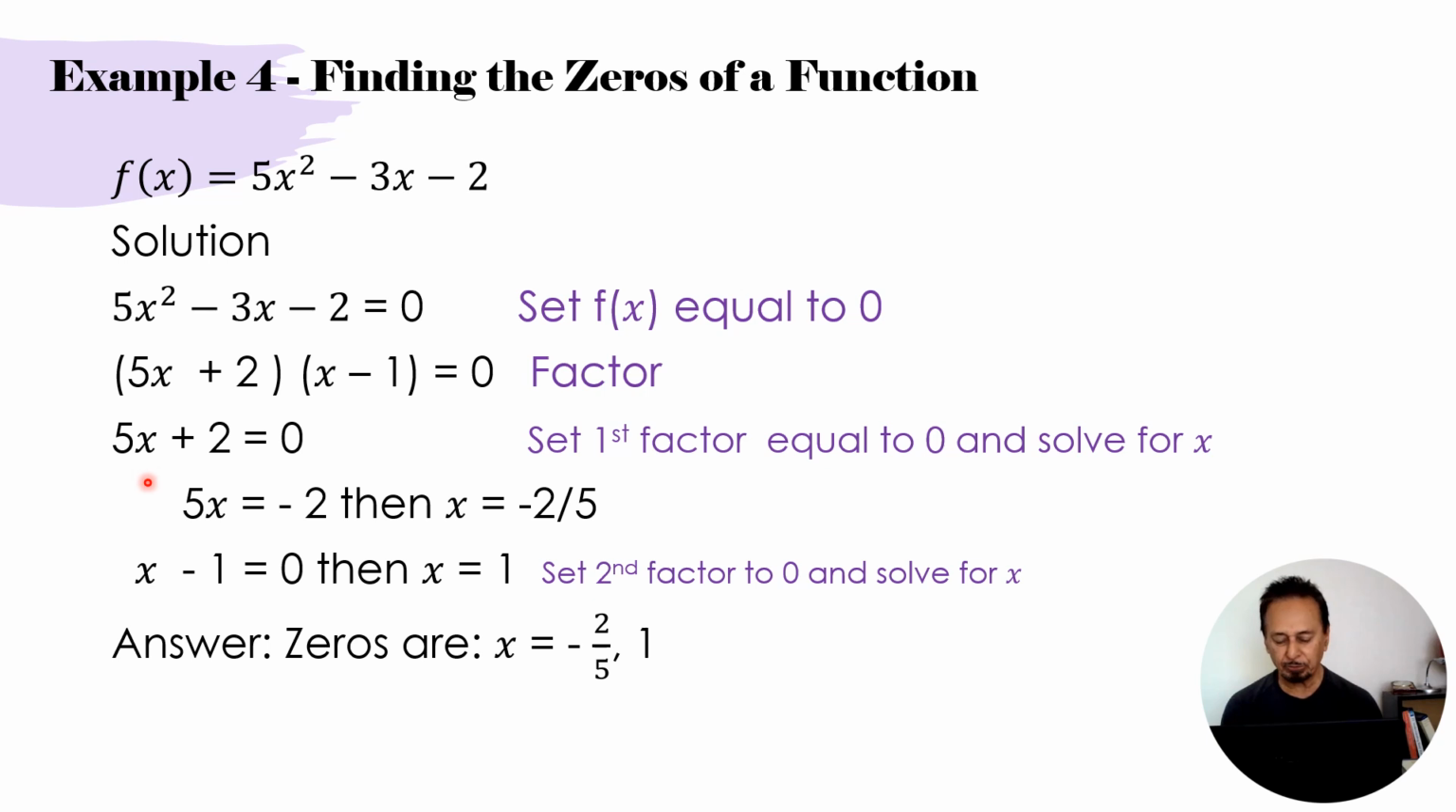Now we set each factor to 0. 5x plus 2 equals 0. Take 2 to the right, it becomes negative 2, and then divide by 5 to get x equals negative 2/5. So this is one zero. To get the other zero, we set the second factor to 0, x minus 1 equals 0, and move the negative 1 to the right, it becomes x equals 1. So the zeros of this function are negative 2/5 and 1.